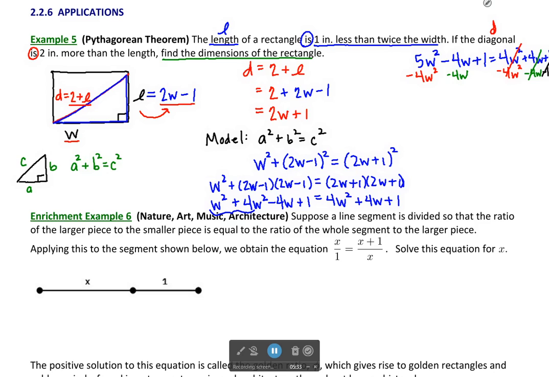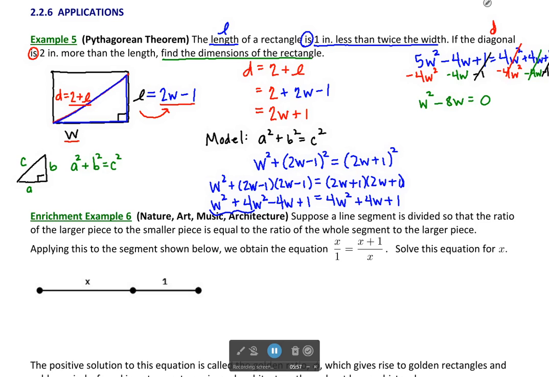So that's going to cancel on the right side, and it's also going to cancel on the left side. So we end up with 5w squared minus 4w squared, that's w squared. Negative 4w minus 4w is negative 8w. And the only thing that's left over there on the right side is 0. So we can solve this by factoring out our greatest common factor.